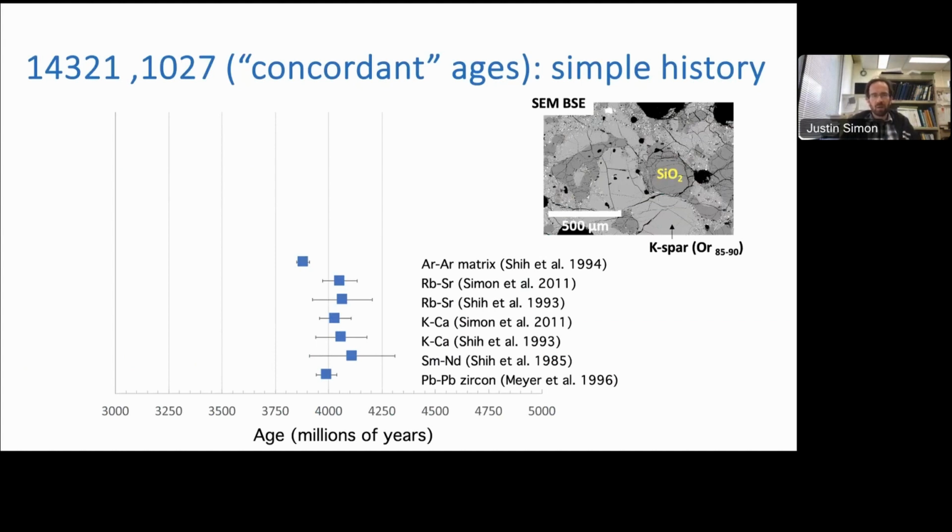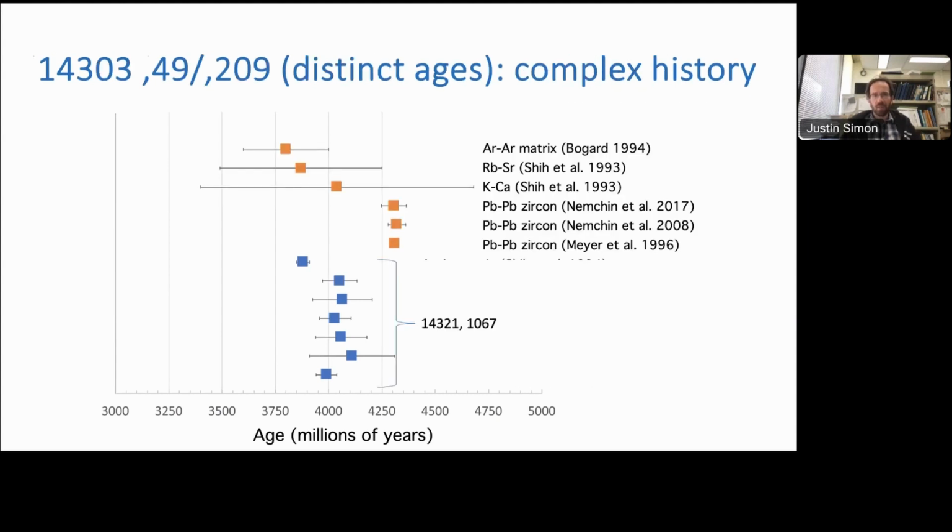This is a piece of granitic material or felsite that's in the 14321 breccia. And this is a rare sample, and the fact that we get multiple ages and multiple labs matching is also rare. This is a different sample, 14303 breccia, and it contains evidence for a more complicated history. You can see some of the very tightly constrained zircon ages, and then some of the more disturbed ages.